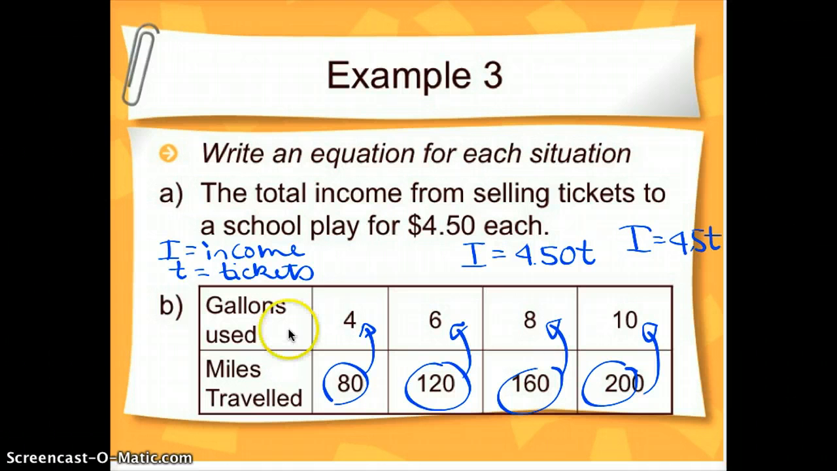I'm going to call gallons used G and miles traveled M. And I'm going to say that my miles is always 20 times my gallons. Now, you may have looked at this in another way, and you may have actually just written M divided by G equals 20. Either of these is fine for your equation.